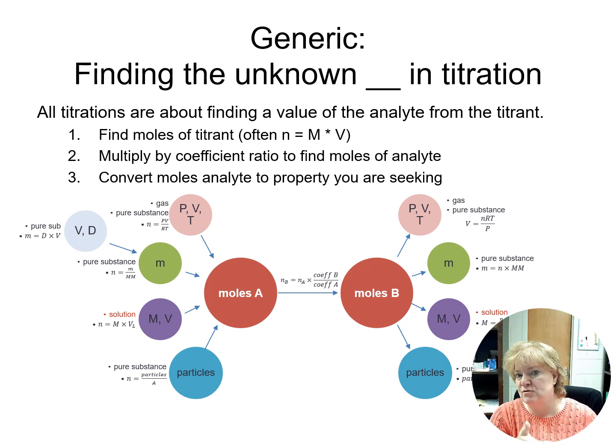And then once you have moles of the thing you're interested in, convert that to the property you're interested in. Maybe it's mass, so I need to know its molar mass. Maybe it's molarity, so I need to know the moles and the volume. Maybe it's pressure, volume, or temperature if it's a gas, so whatever it is. Again, this is the roadmap. So we start with what we know, get it to moles. Take the moles of what we know times the coefficient ratio, get it to moles of what we don't know. From the moles of what we don't know, now we can get it to the property of interest that we want for what we don't know.